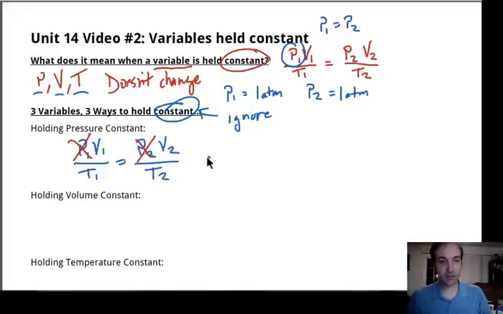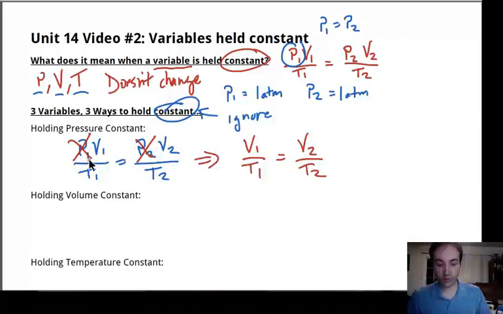So what that means is that when you actually go to solve the problem, you don't need to plug everything in, you just need to plug the variables in that are not constant. So in other words, our combined gas law, when pressure is being held constant, changes to look like this: the initial volume over the initial temperature equals the final volume over the final temperature. Because pressure is being held constant, you basically ignore it, you don't have to plug it in. Makes your math problem a little bit easier.